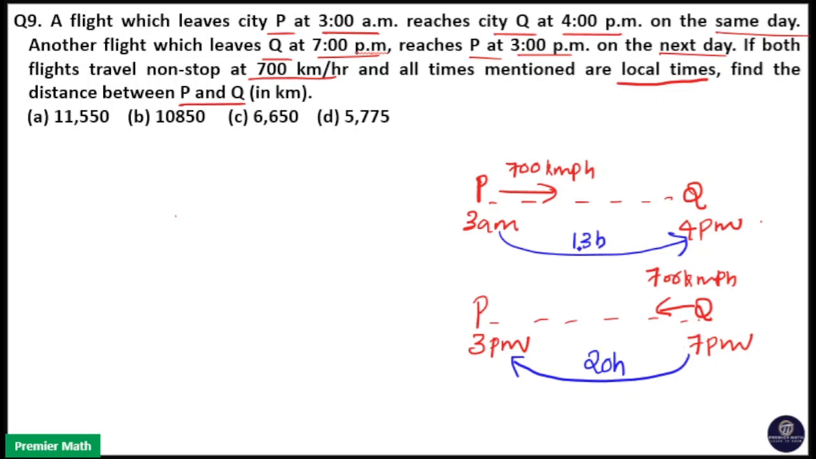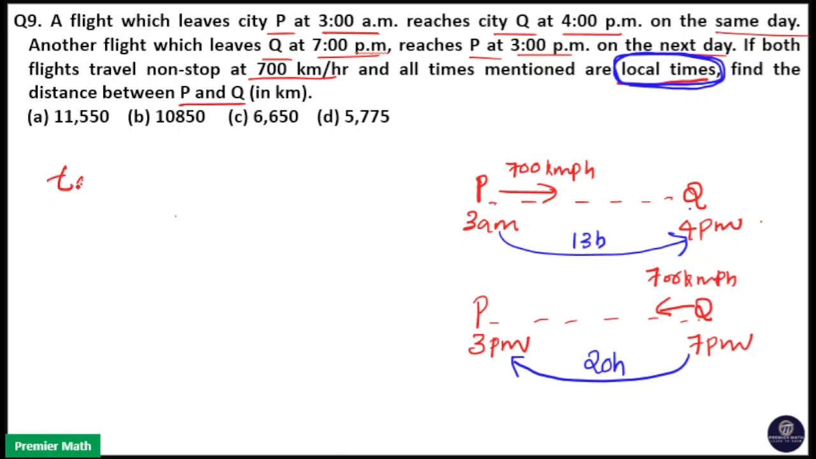You can see speed is constant but time is varying. The time duration is varying here because the times given are in local time. This is city P and this is city Q. So whenever you have local time questions, just take the average. To get the correct time duration, get the average of the time durations.